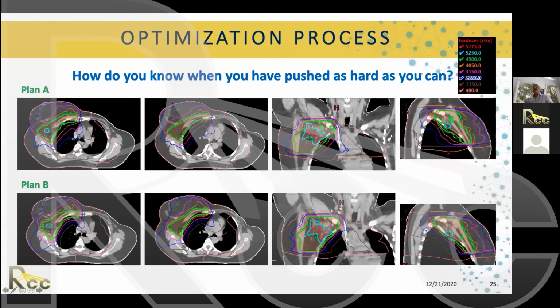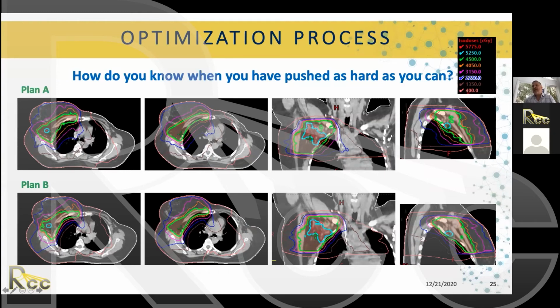Okay, and then again, here is another question, another example of two plans, Plan A and Plan B, for the same case, done by different planners, if you may. Planner A says, okay, this is the best plan I can do, and Planner B says, okay, this is the best plan I can do. Which one do you think is better?